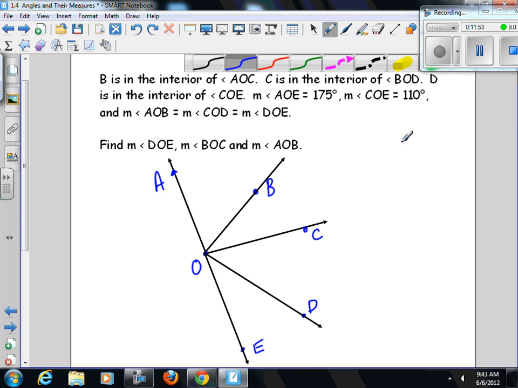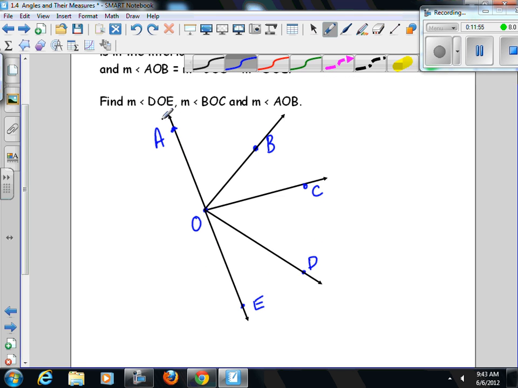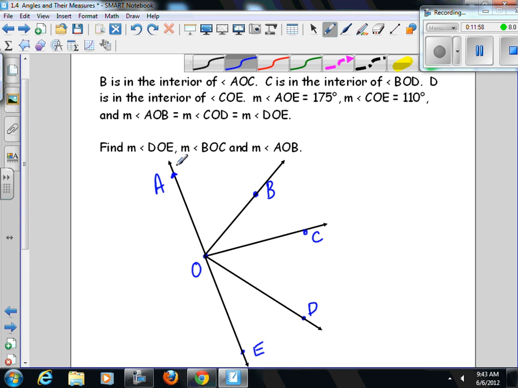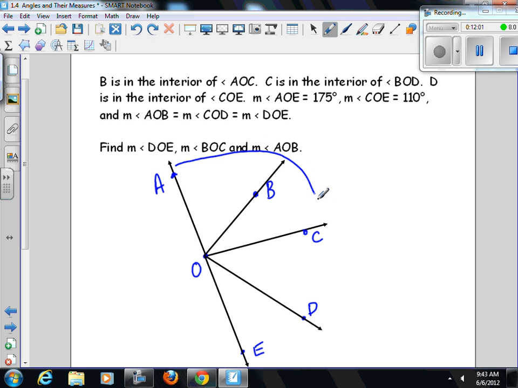We're given that the measure of angle AOE is 175 degrees. So the measure of this whole angle here is 175 degrees. The measure of angle COE, so this part right here, is 110 degrees. Okay, so you can already see it's not drawn to scale. We also know that the measure of angle AOB, COD, and DOE are equal. They're all the same.